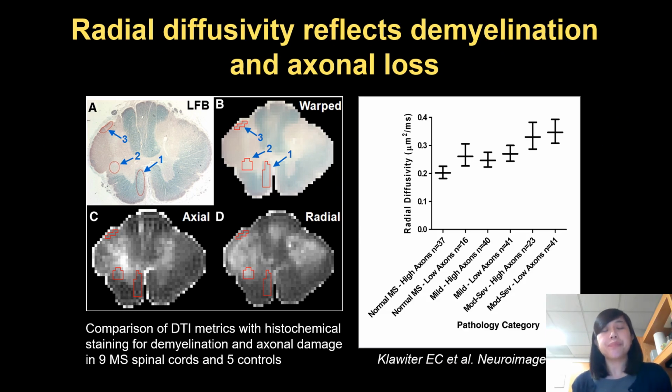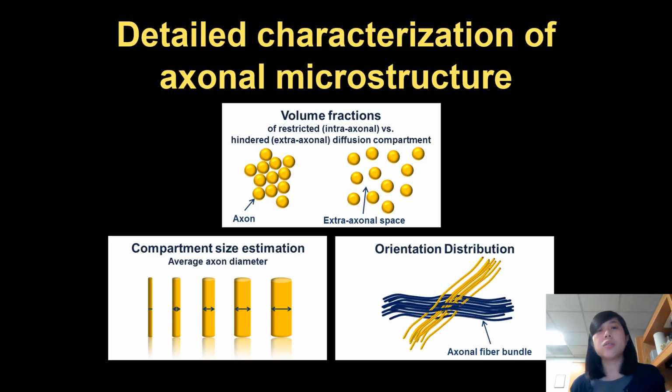However, various histologic imaging correlation studies have shown that these measures are not entirely specific to axonal integrity. For example, radial diffusivity reflects not only demyelination, but also a component of axonal loss. And this has led to the search for more specific markers of axonal integrity and microstructure using advanced diffusion imaging models and acquisitions. Based on parametric representations of the diffusion MRI signal, a multitude of tissue microstructural parameters can be inferred, such as the relative volume fraction, say, of water within axons and in the extra-axonal space, the compartment size of axons, such as average axon diameter, and their orientation distribution.